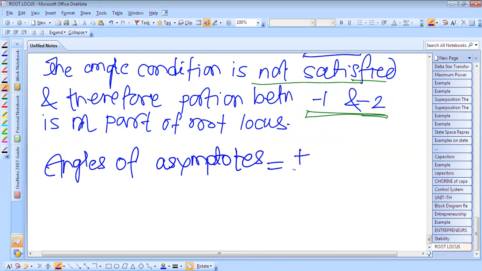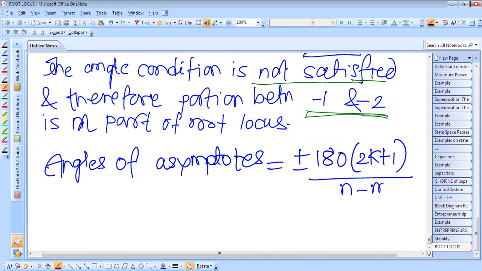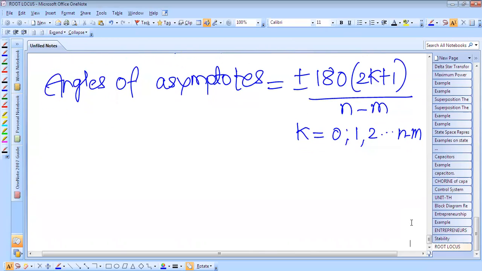This is equal to plus minus 180 degrees (2k plus 1) by n minus m. So what is n? N is the number of open loop poles, where k is equal to 0, 1, 2 up to n minus m.